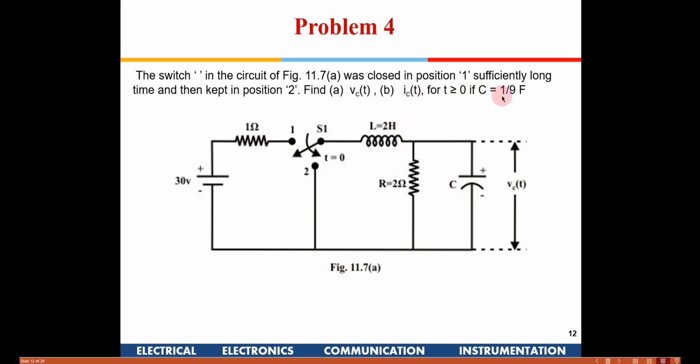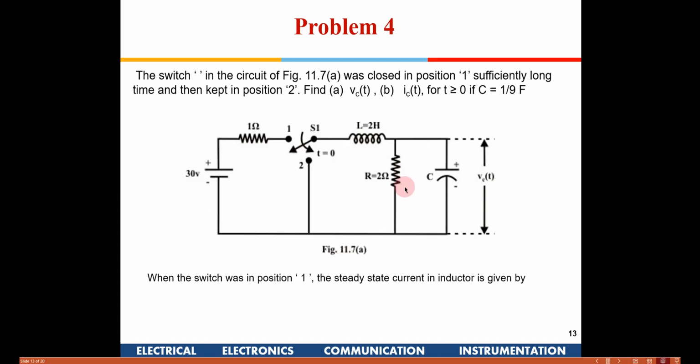For t greater than or equal to 0, the value of the capacitance is given here, the value of the resistance is given here, the value of the inductor is also given here, and this resistance value is also given here. So again, it is the same approach. First we try to find the steady state current in this inductor. In this case the capacitor will be an open circuit, and there will be no voltage across the inductor in steady state. So the current flowing into this inductor will be 30 divided by 2 plus 1, as they come in series. So 10 amperes.